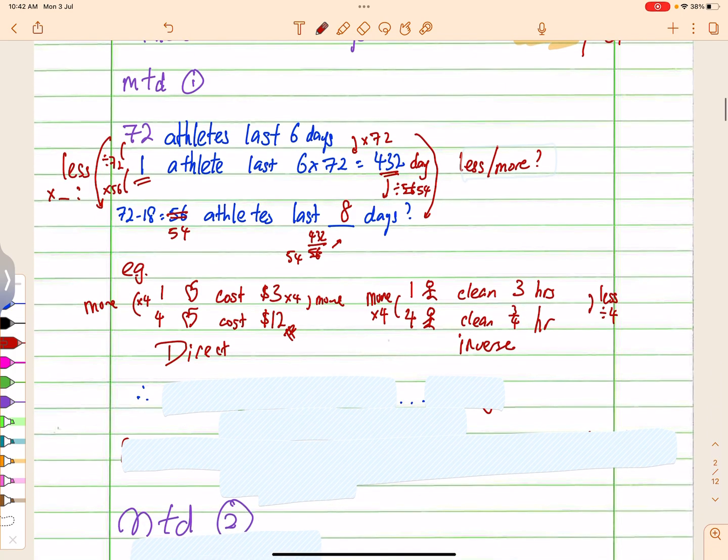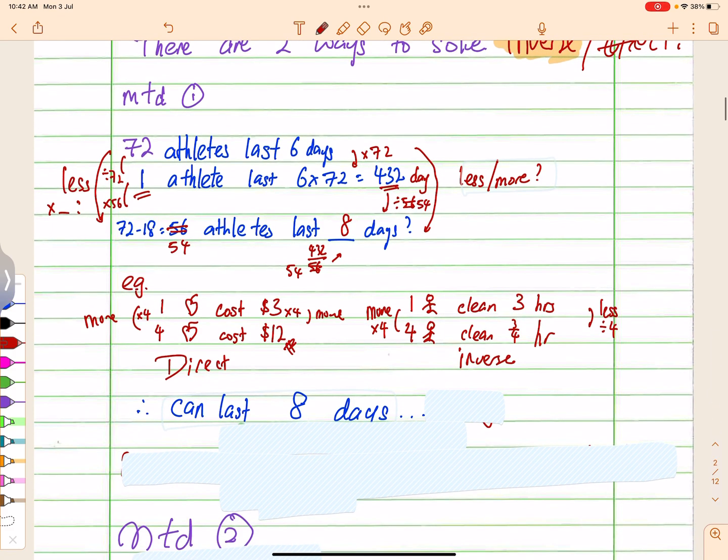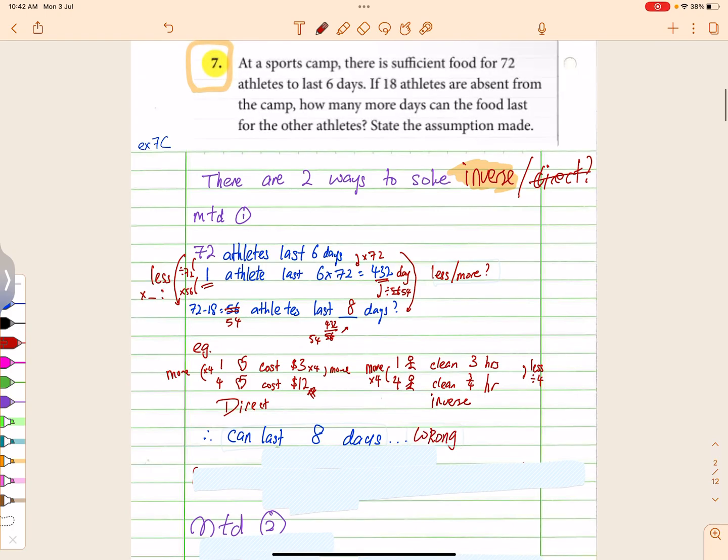So then I can go on and say, oh, so that means the answer is 8 days, right? 8 days. But this is wrong. Why is this wrong? Because the question says, how many more days? So many of you actually put 8 days, but how many more days is actually just 2 more days.